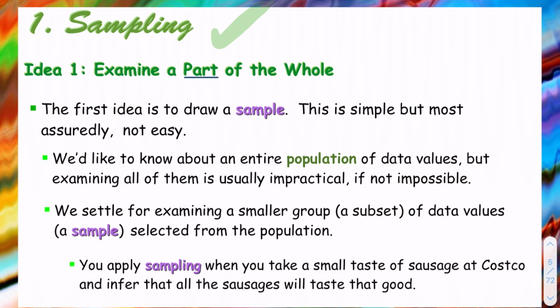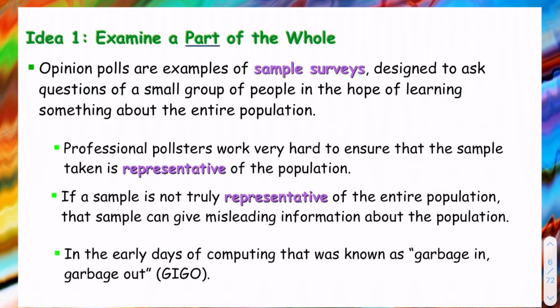So you apply sampling when you take a small taste of a sausage at Costco and infer that all the sausages will taste that good. So examining a part of a whole, this first idea, I want you to think, opinion polls are examples of sample surveys. They're designed to ask questions of a small group of people in the hope of learning something about the entire population. I mean, you see car companies advertise J.D. Power and Associates number one ranking. I'm sure you weren't asked the question, but you've heard those.